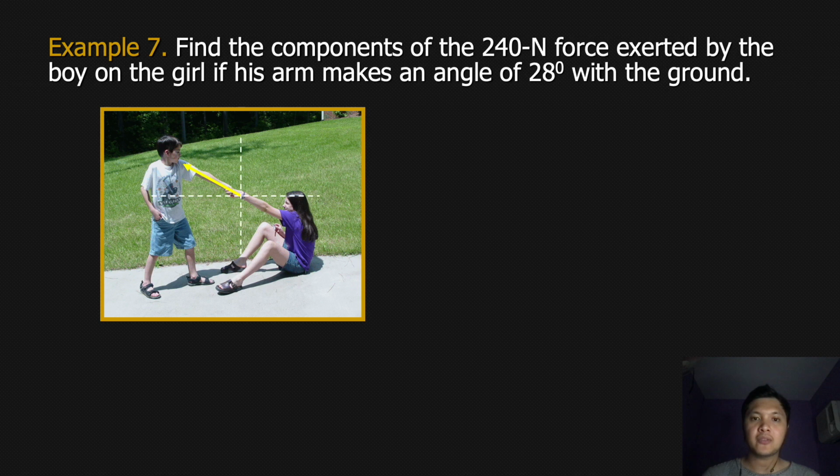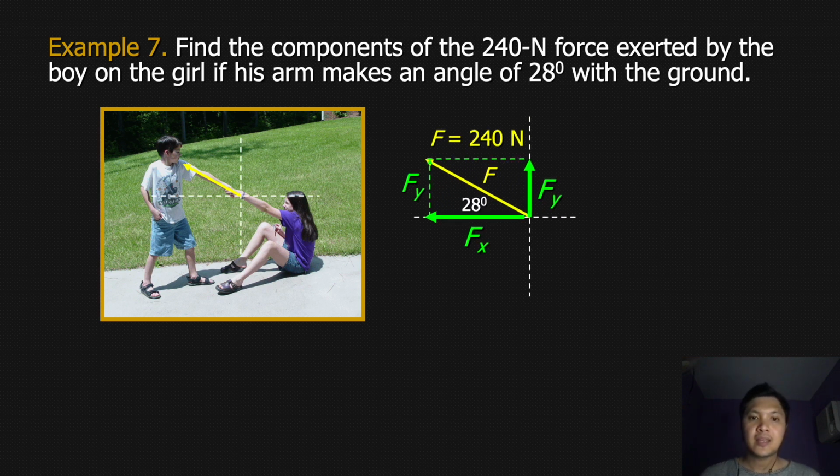Next example, find the components of the 200 Newton force exerted by the boy on the girl if his arm makes an angle of 28 degrees with the ground. Notice that this is a conversion from polar coordinates to rectangular coordinates. That's why we have to get the x and y components of the force.